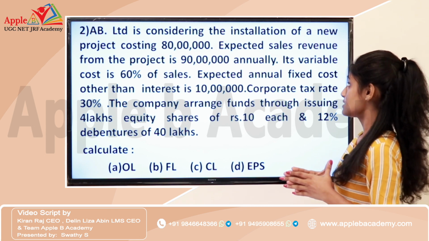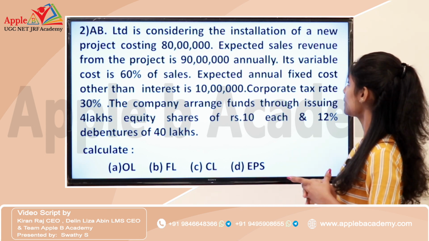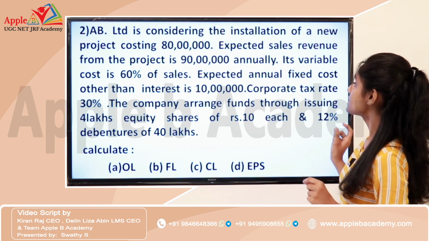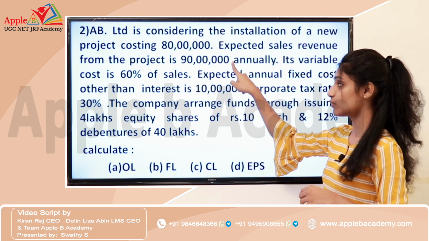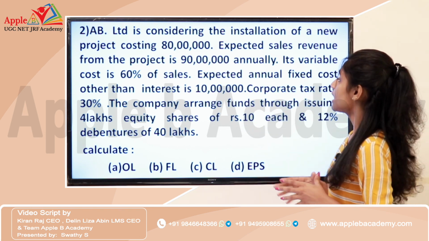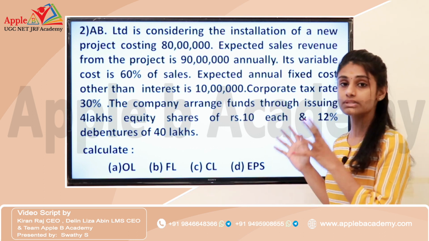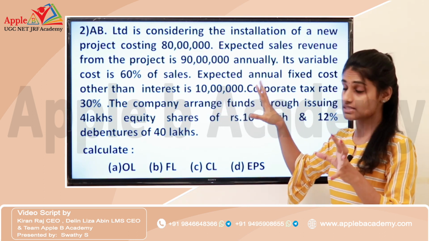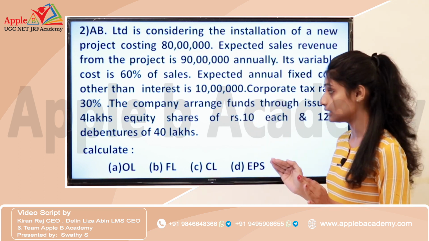AB Limited is considering the installation of a new project costing 80 lakh. Expected sales revenue from the project is 90 lakh annually. Its variable cost is 60% of sales, that is 60% of 90 lakh. Then the expected annual fixed cost other than interest, so interest is not included in this fixed cost, is 10 lakh, and the corporate tax rate is given as 30%.